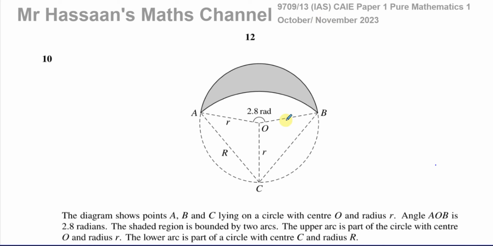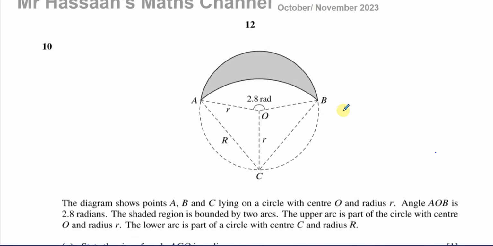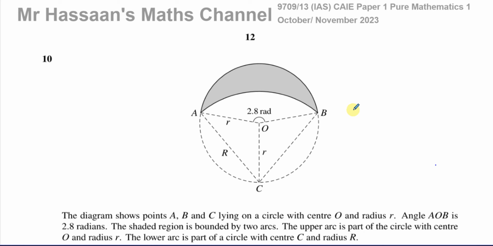And this question here is about radian measure. It says the diagram shows points A, B, and C, which are lying on a circle with center O and radius R. Small r is the radius of the main circle there. Angle AOB is 2.8 radians.